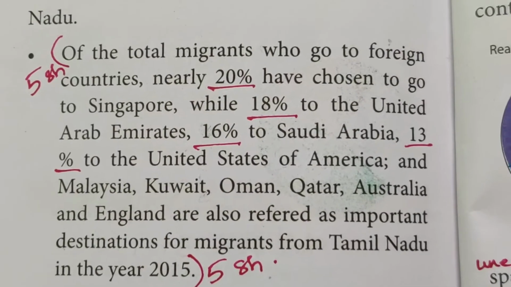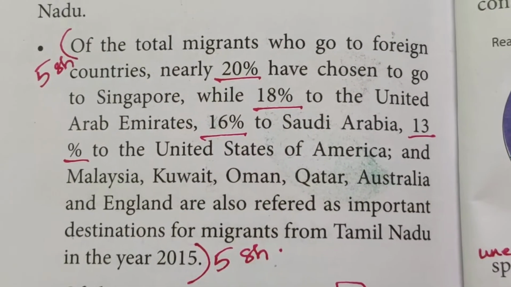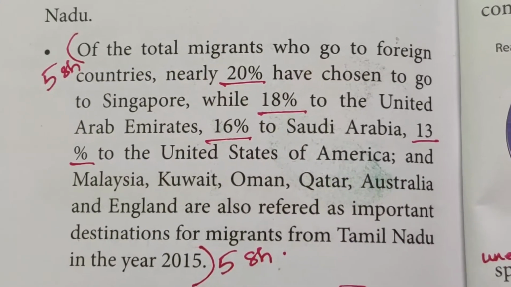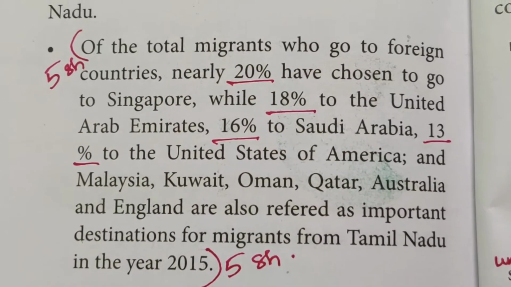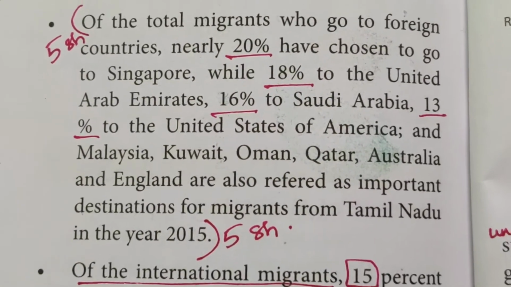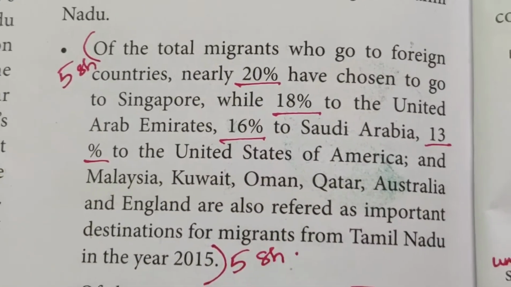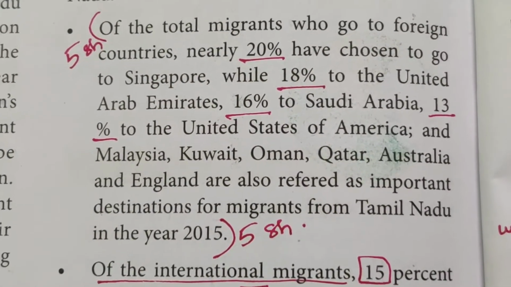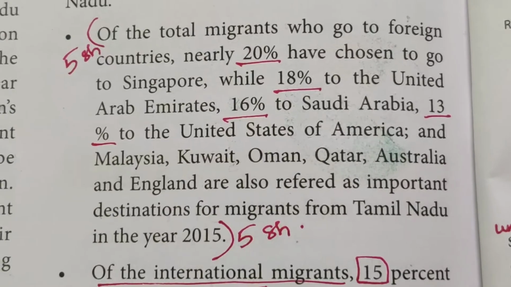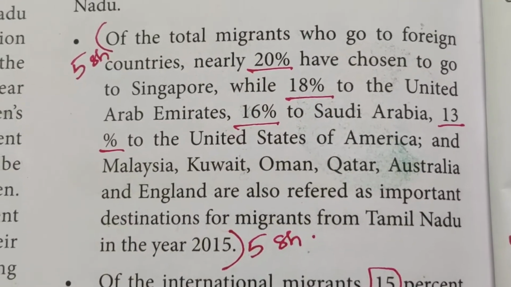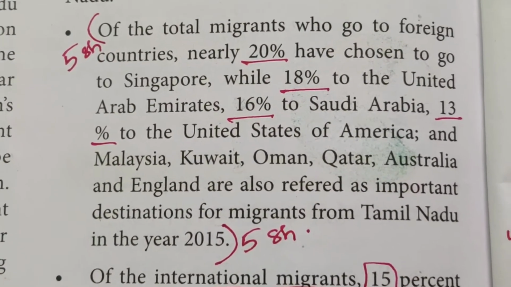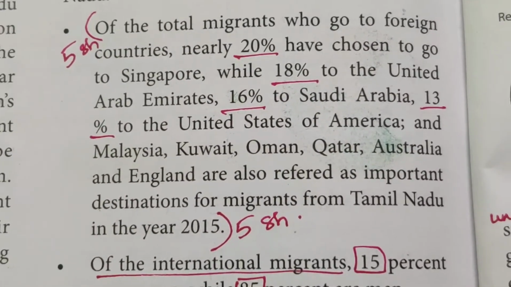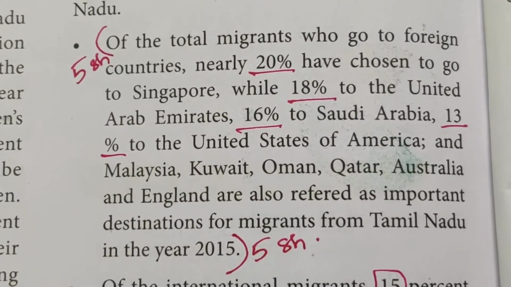Of the total migrants who go to foreign countries, nearly 20% have chosen to go to Singapore, while 18% go to the United Arab Emirates (UAE), 16% to Saudi Arabia, 13% to the United States of America, and the rest, in similar percentages, to Malaysia, Kuwait, Oman, Qatar and Australia. Even England is referred to as an important destination for migrants from Tamil Nadu in the year 2015.